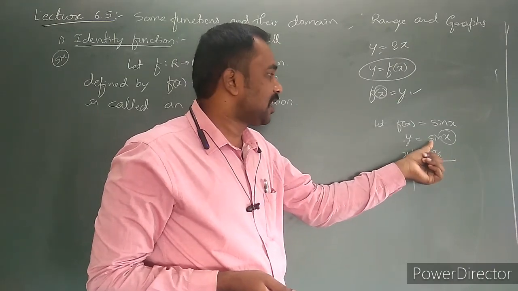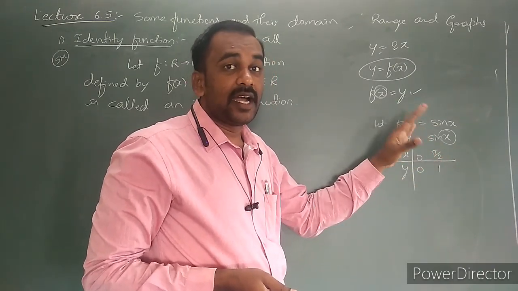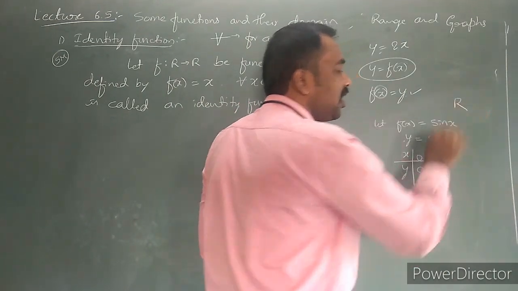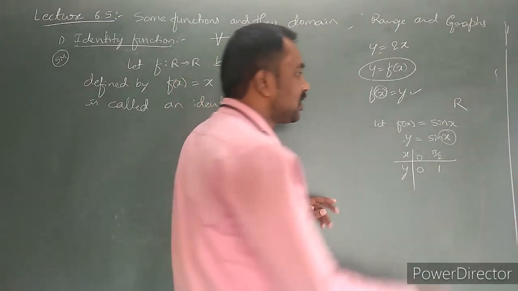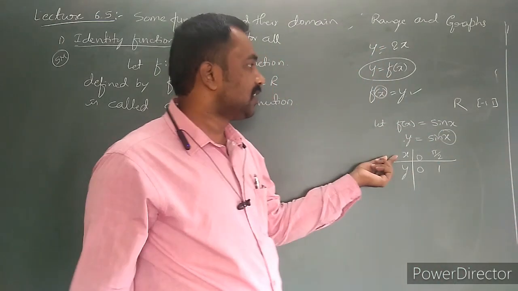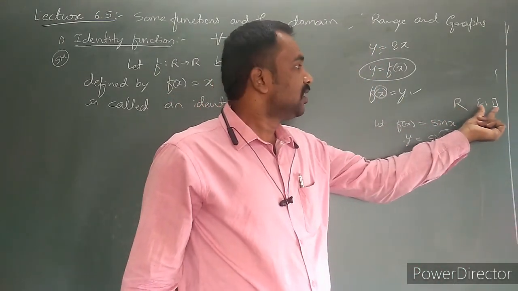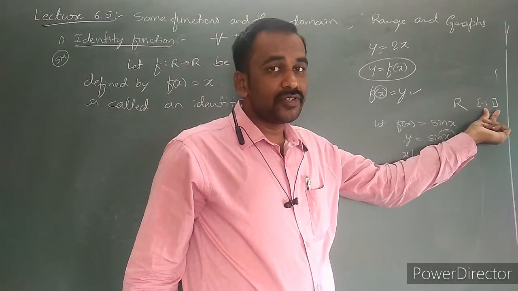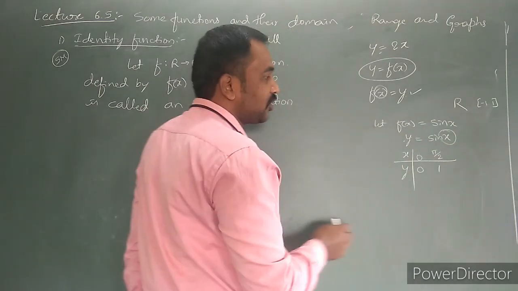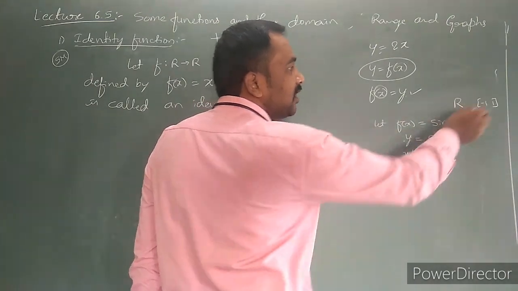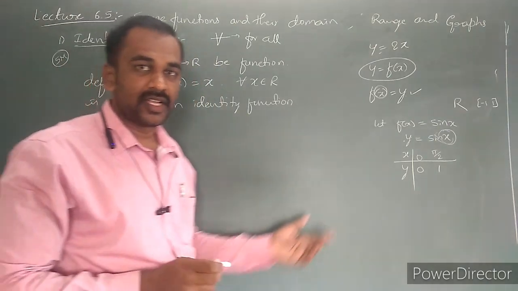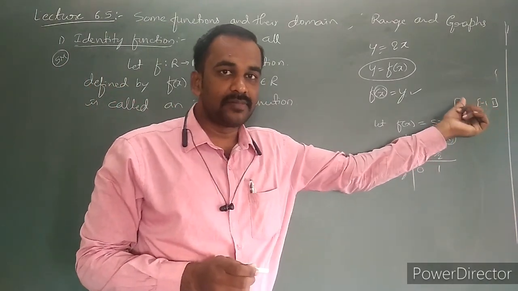You have also taken the domain and the range of the function. What is the domain of the function? The domain of the function is all the real numbers. What is the range? The closed interval minus 1 comma plus 1. For the sine function, the domain is the set of real numbers, and the range is minus 1 to 1. Yes, domain, all the real values you can take. Range, the values that come will be minus 1 to plus 1 only. Are you clear?